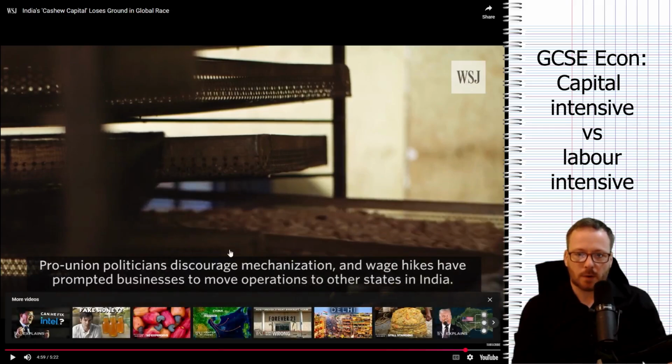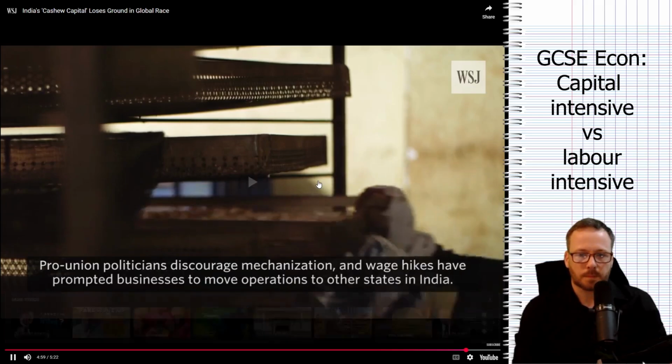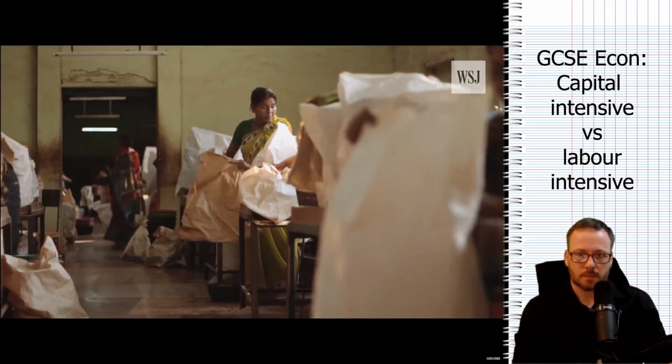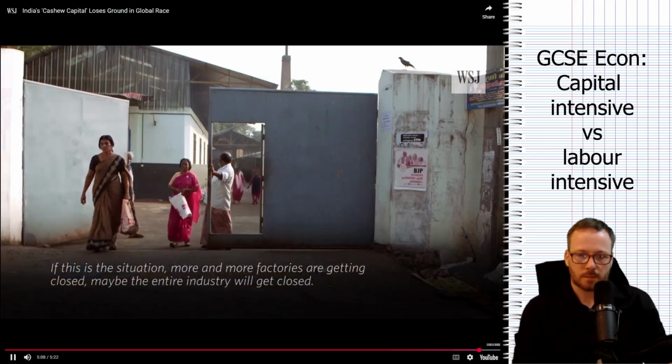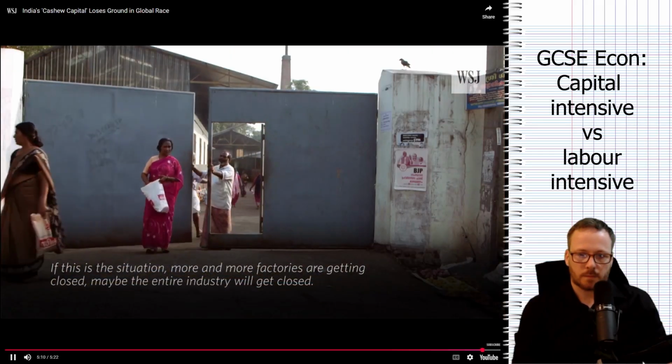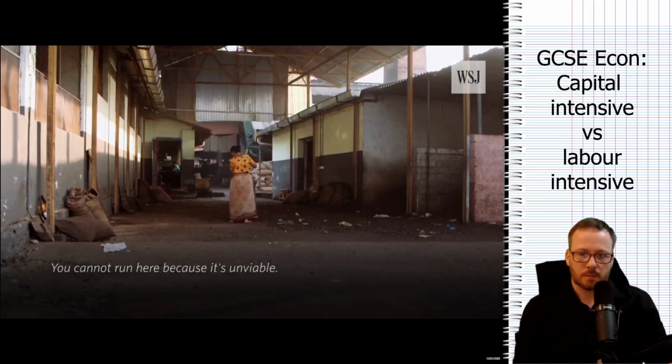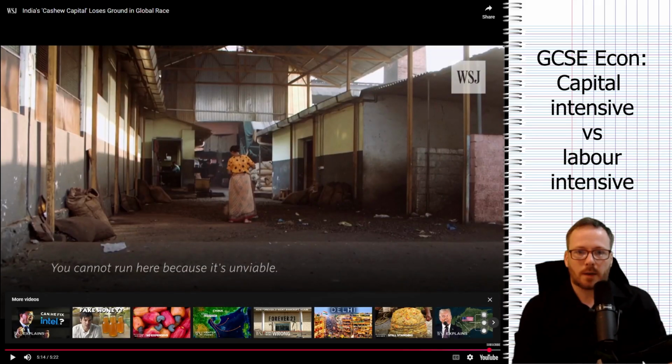Interesting that unions are involved here to stop the mechanization, to stop the growth of the firms. If this is the situation, more and more factories are getting closed. Maybe the entire industry will get closed. It cannot run here because it's unviable. I think actually it is completely viable with a change in ideology and a boost in investment. Even if a few factories have to close down for enough savings to occur to invest in advanced machinery, things can change.